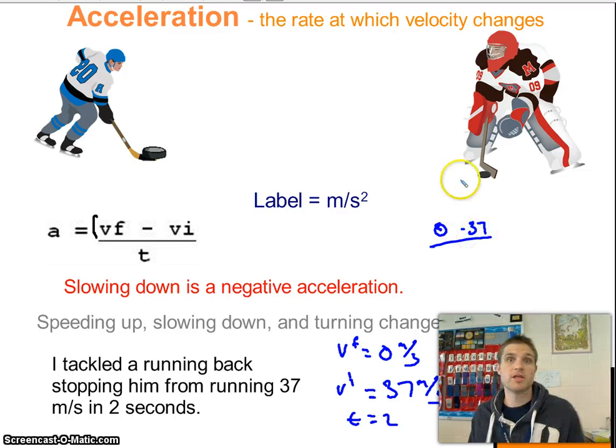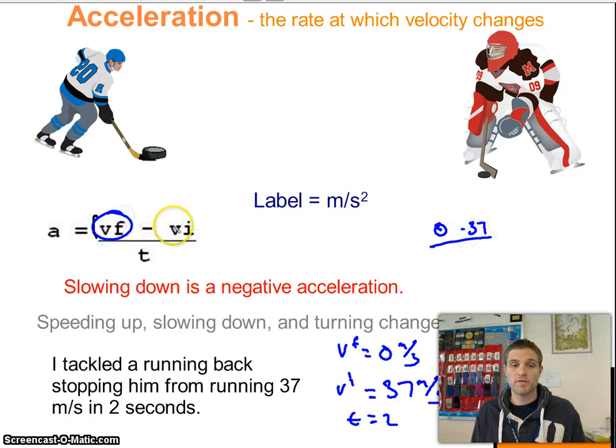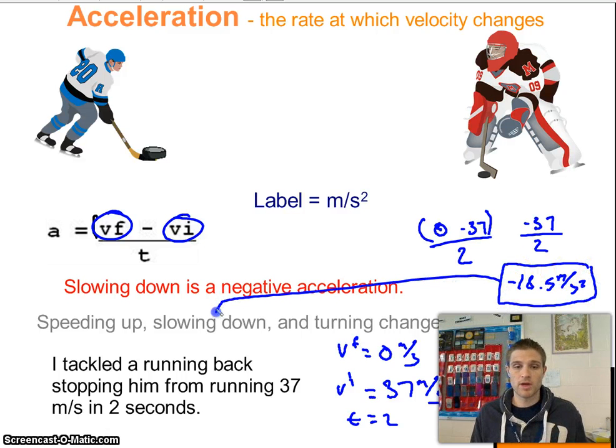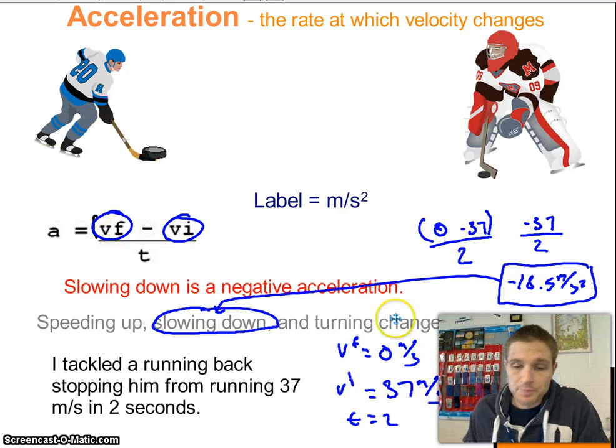And it's very important to make sure that you match up correctly. So final comes first, initial comes second, and divided by 2. To make sure that I'm doing this correctly, I'm going to do this first. So 0 minus 37 is going to be negative 37, divided by 2, which gives me a negative 18.5 meters per second squared. And what does the negative sign tell me? You're right, that I am slowing down. That's what the negative sign in acceleration tells me.